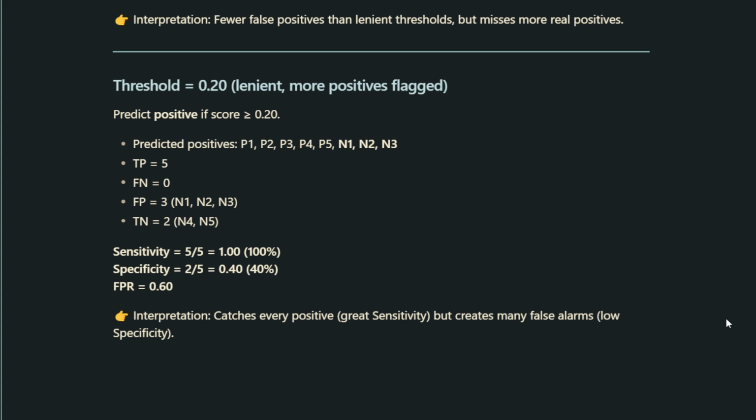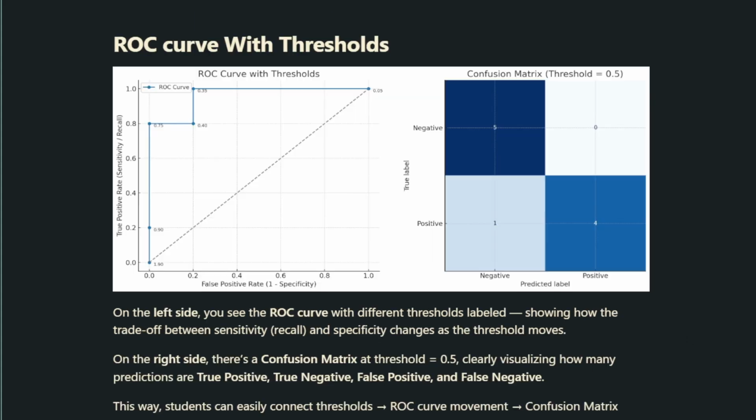Now let's bring everything together with the ROC curve and thresholds. On the left side, you can see the ROC curve. Each point on this curve corresponds to a different threshold. As we move the threshold, the trade-off between sensitivity and specificity changes. For example, at a strict threshold, we may have fewer false positives but also miss real positives. While at a lenient threshold, we catch more positives but introduce more false alarms. The ROC curve nicely summarizes this behavior.